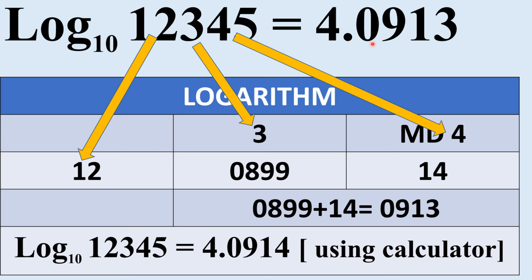Thus the value of log 12,345 is approximately 4.0913. With the help of a calculator, if you try to find out the value of log 12,345, the value will be 4.0914, which is almost closer to 4.0913.